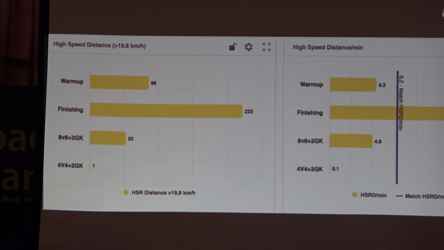Also think about the rest, like the recovery. Don't forget there is rest time, the interval, right? Number two, 8 against 8.